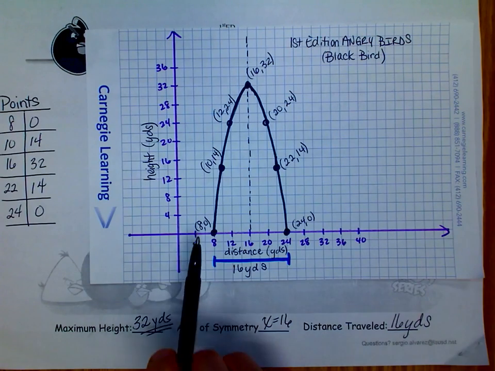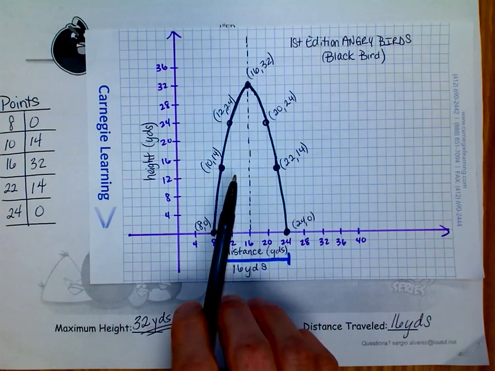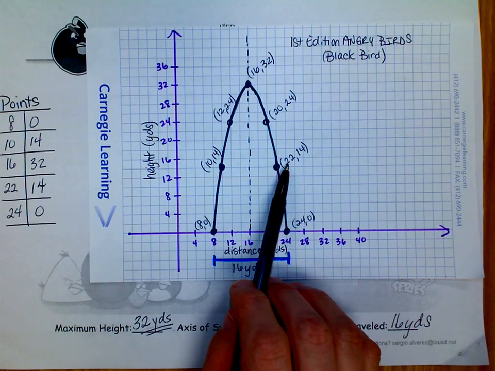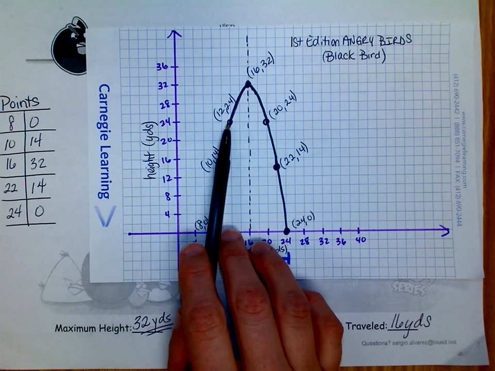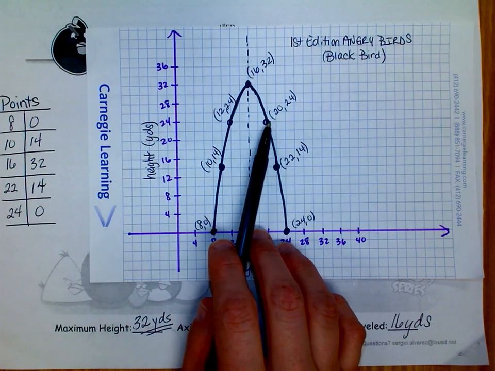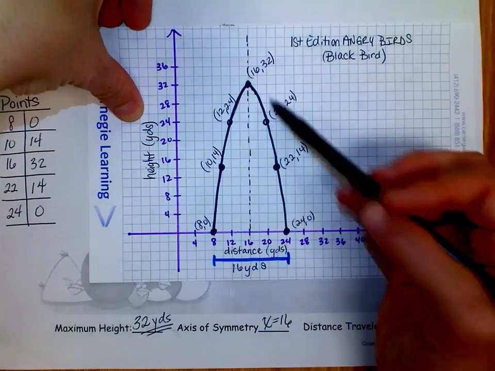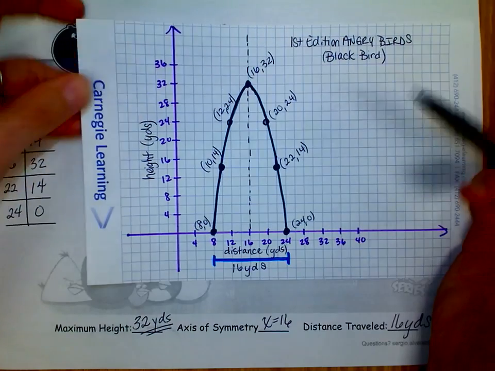So be sure you go ahead and make your graph with some points, and again, you can choose any points you want. You can see here I've got (10, 14) and (22, 14) listed. You could have chosen (12, 24) or (20, 24), any of those points, just to get a little more of the shape of the graph, to be a little more accurate with it.